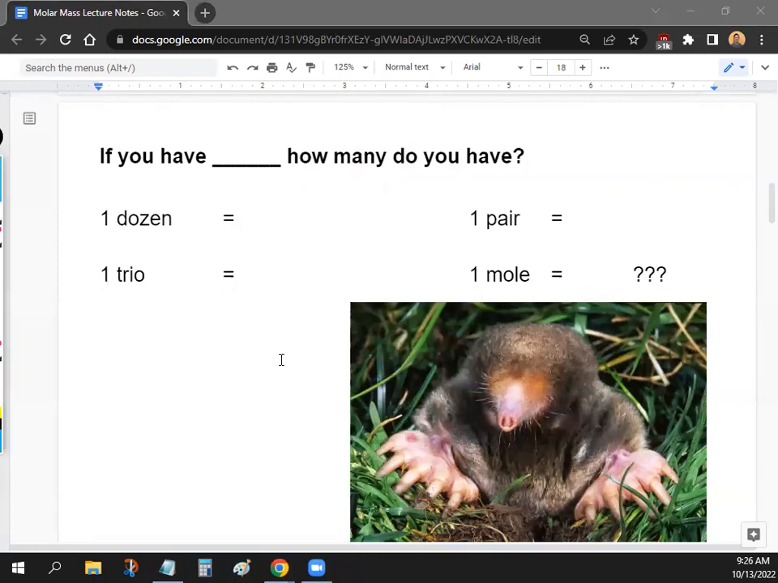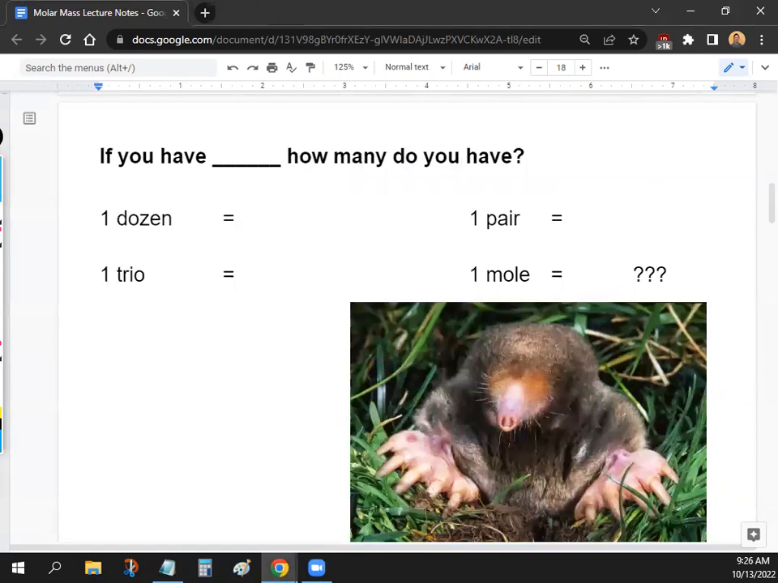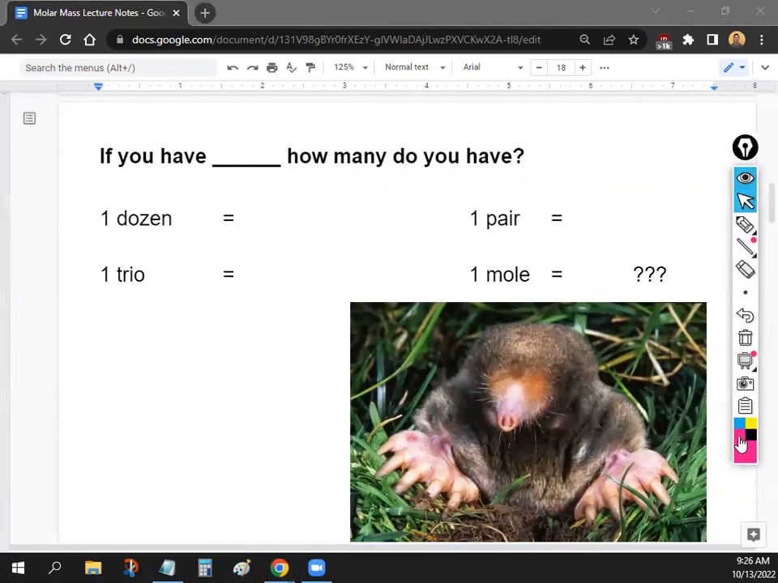All right, anyway, so we're gonna get started with some types of measurements that we are comfortable with. So if I have a dozen of something, how many do I have? 12, yeah. And you guys don't need to write this part down. If you have a pair of something, how many do you have? 2. And if you have a trio of something, you have 3.